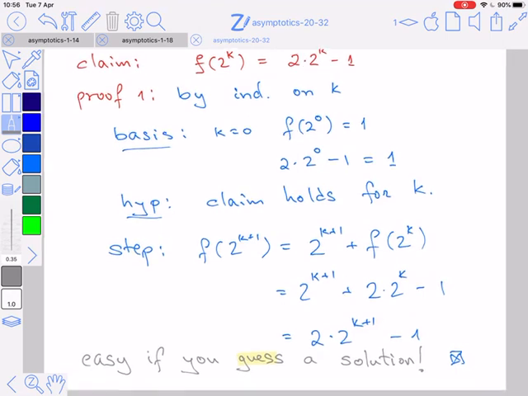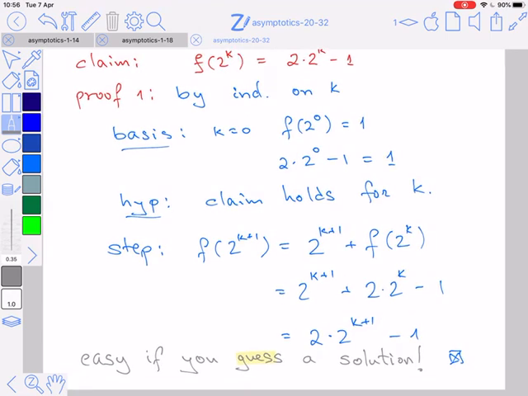The induction hypothesis is that the claim indeed holds for k, and now we are dealing with the induction step. F of 2 to the power of k plus 1, we apply the reduction rule, is 2 to the power of k plus 1 plus f of 1/2 of the argument, namely f of 2 to the k. Now we apply the induction hypothesis, we replace f of 2 to the k with 2 times 2 to the k minus 1, and we arrange the terms, and we get what we need, and that completes the proof.